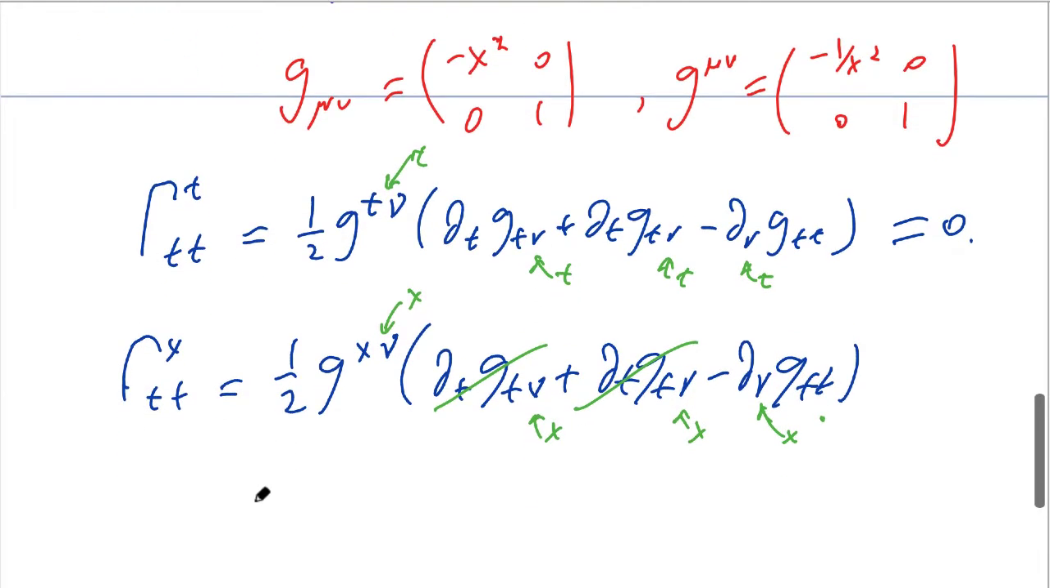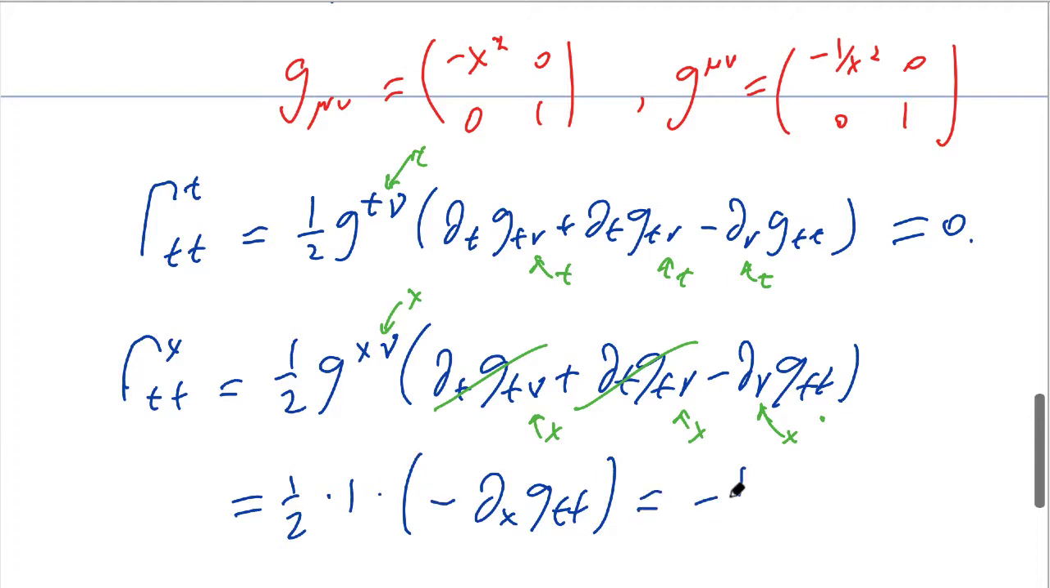Right, so this is 1/2 g upper xx, that's 1, times minus partial x of g tt. Well, that's minus 1/2 partial x of minus x squared.